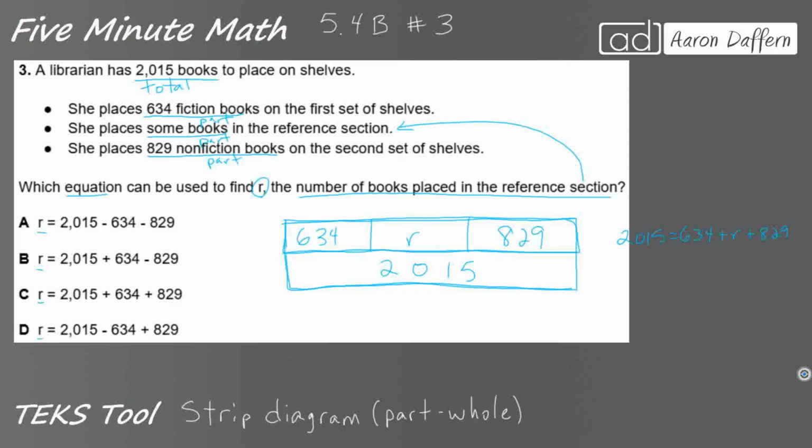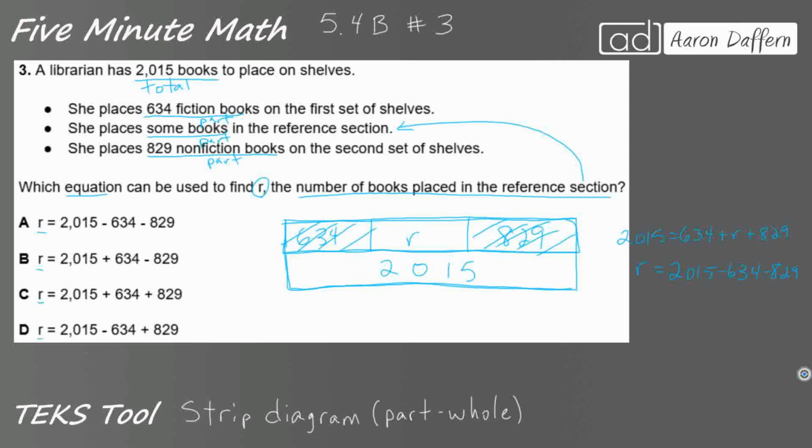There are some other equations I can pull from this. What if you actually wanted to solve for R? Because this first equation just shows you that the two sides are equal. It doesn't really help you solve how many books are in the reference section. What would we do if we wanted to solve for R? Well, there are two different equations, and one of these should work. If you take your 2015 and you take away the 634 and you take away the 829, what are you left with? Well, you're left with R. So you could take your total, 2015, subtract 634, and then subtract 829.